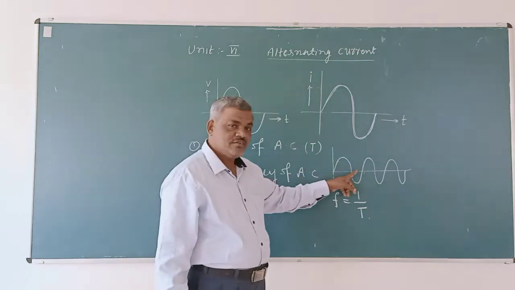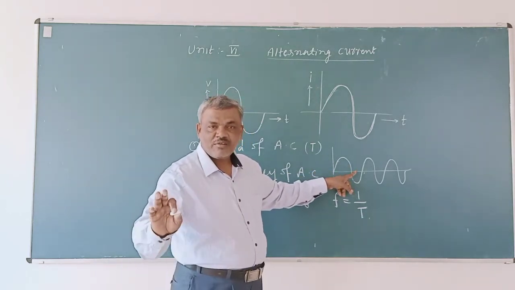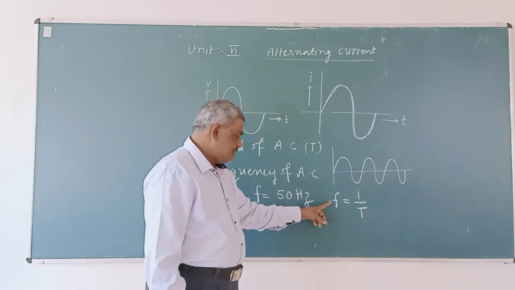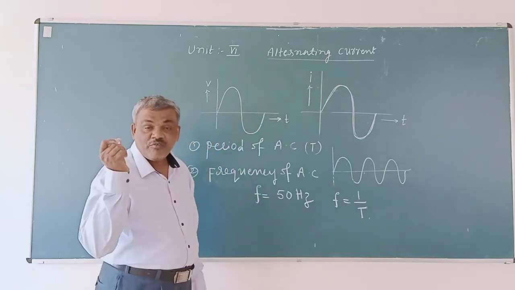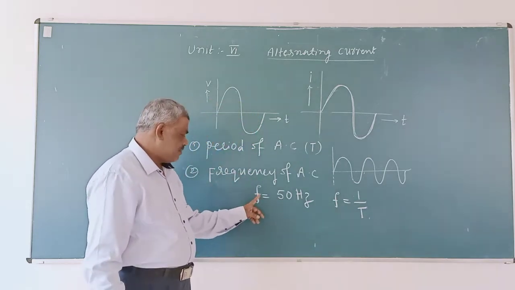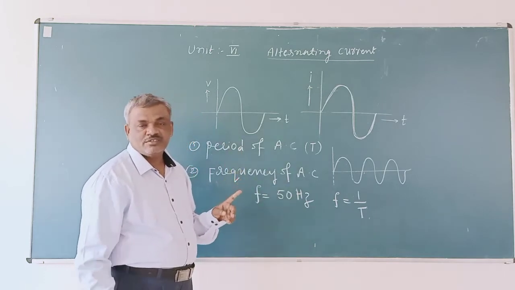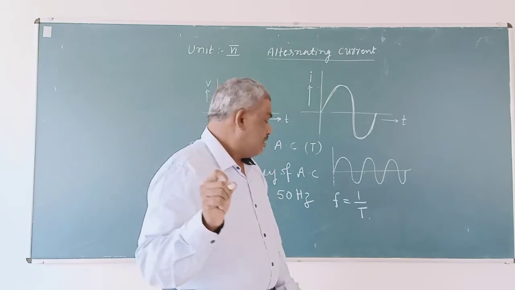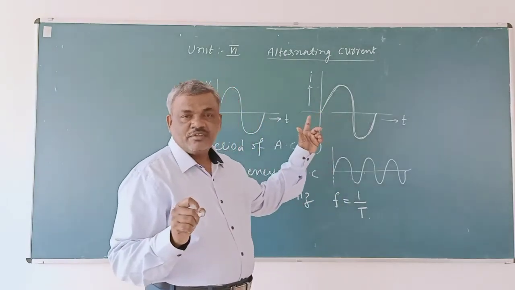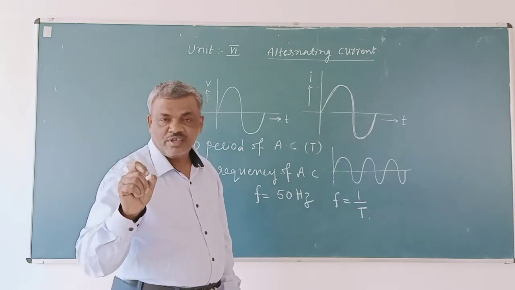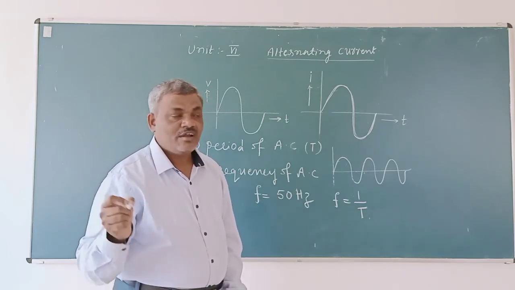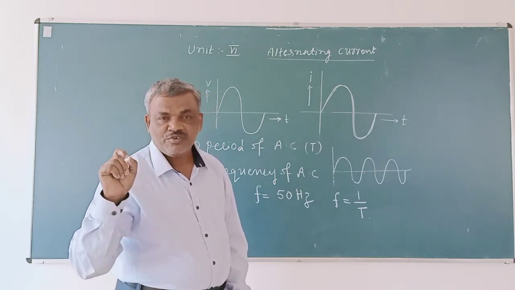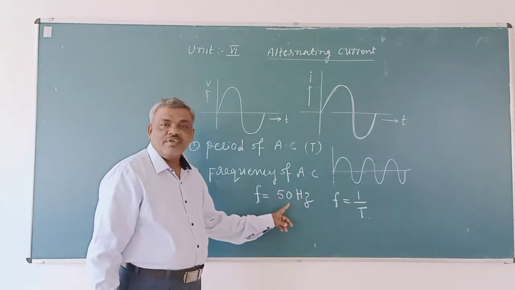The number of cycles completed per second by an alternating current is called the frequency of AC. F equals 1 by T. What is the value of frequency of AC? F equals 50 Hertz. There is an experiment here: how to determine the frequency of an AC source using an electromagnet, with the instrument called a sonometer.